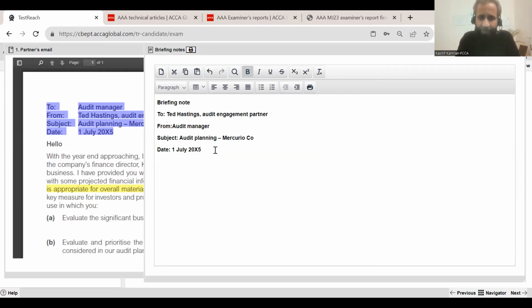Then in the briefing note, you need to start the briefing note with an introduction. The introduction is basically the purpose why you are writing this briefing note. You're writing this briefing note for A, B, C, D. A is the business risk, B is the risk of material misstatement, C is the impact of outsourcing on audit planning, and D is the procedures on holiday pay. So that's the four things you're writing this briefing note for.